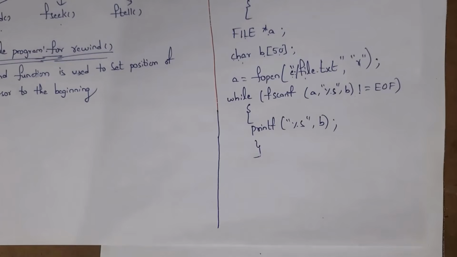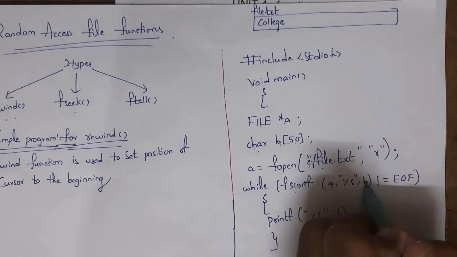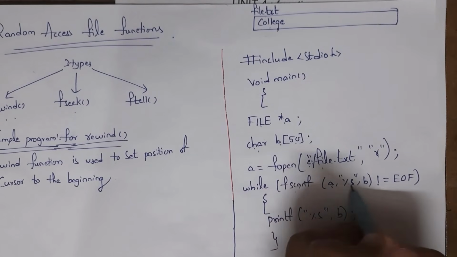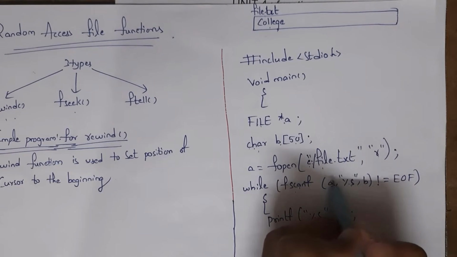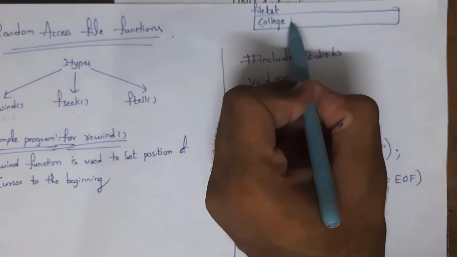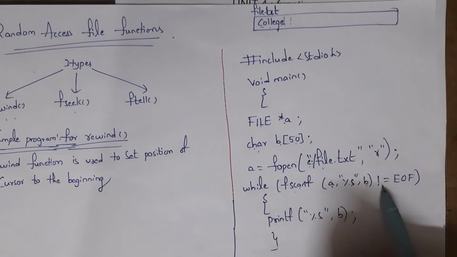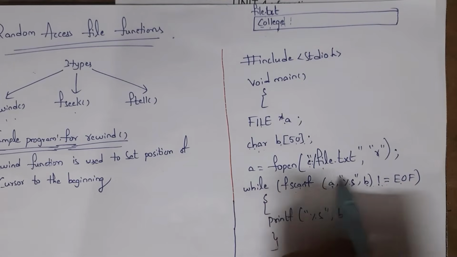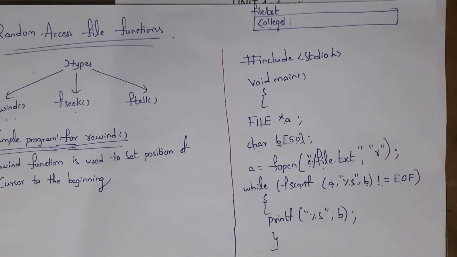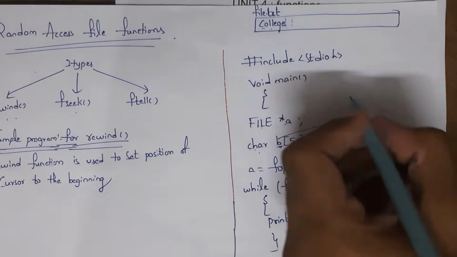Now I need to transfer file data to variable B. For that purpose, we need to use fscanf. By using fscanf, we can transfer the text which is present in my file A to string B. So by writing fscanf A comma %s comma B, whatever the data that is present in my file is transferred to string B. I want to transfer this text until the last character. For that purpose, I took a while loop, and I gave the condition as not equal to EOF, where EOF stands for end of file. By writing this line of code, my data is stored in string B. So now my string variable B contains the text college.